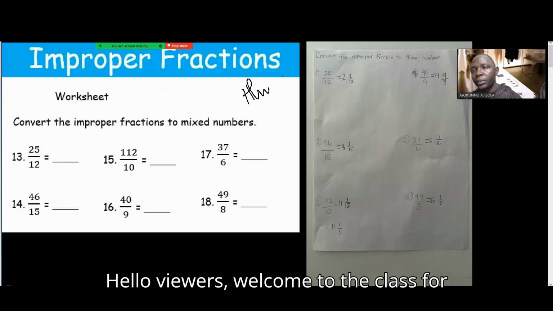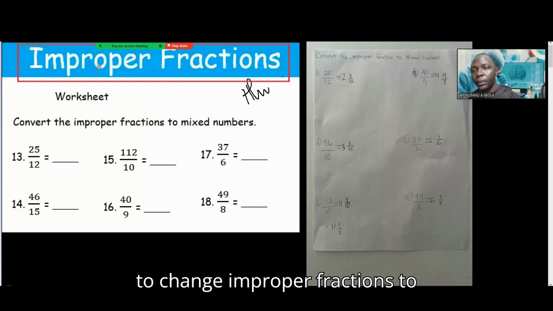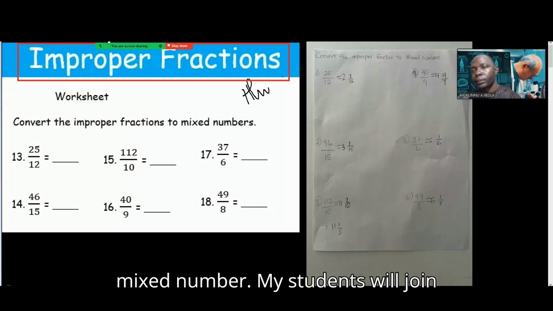Hello viewers, welcome to the class for today. Today we want to look at how to change improper fractions to mixed numbers.